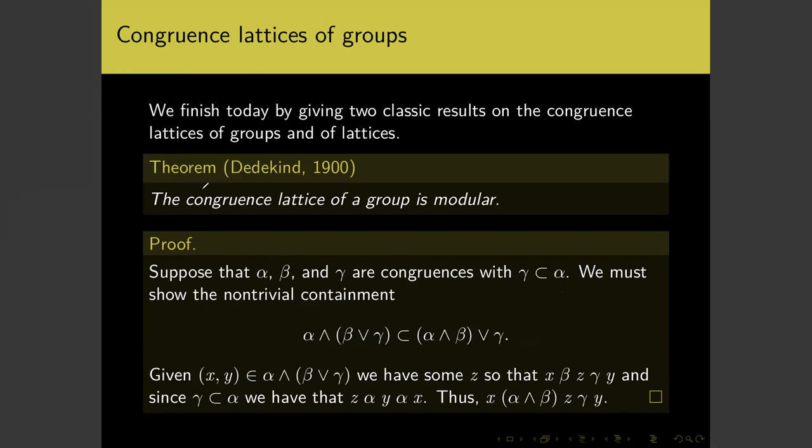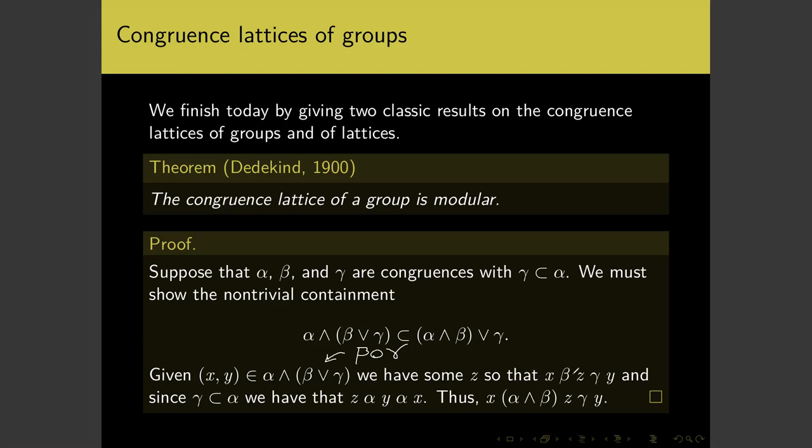Now suppose that alpha, beta, and gamma are congruences with gamma less than or equal to, or a subset of, alpha. We must show the non-trivial containment, because remember there were two directions for the modular law: alpha meet beta join gamma is contained in alpha meet beta join gamma. So if I take xy, a pair in this congruence, whatever it is, then there must be some z so that x beta z gamma y, because that's what it means for xy to be in beta join gamma, which is actually, as we now know, beta relative product with gamma because of the fact that congruences permute.